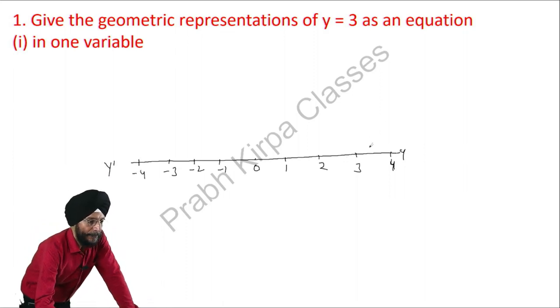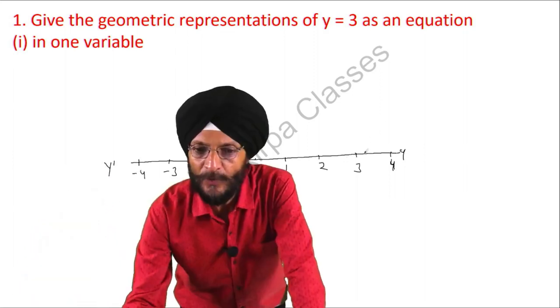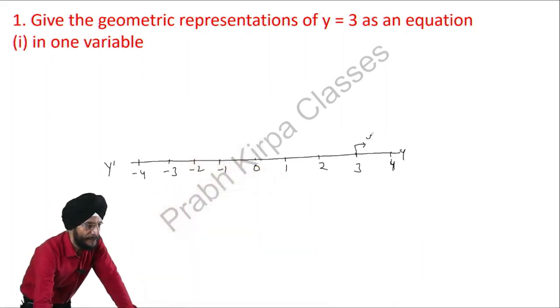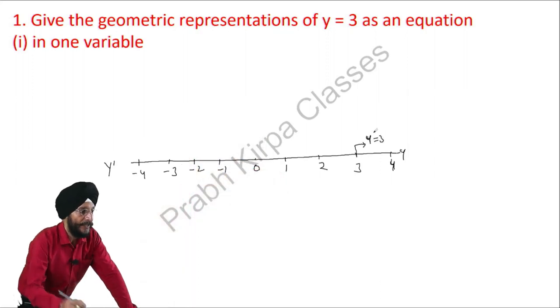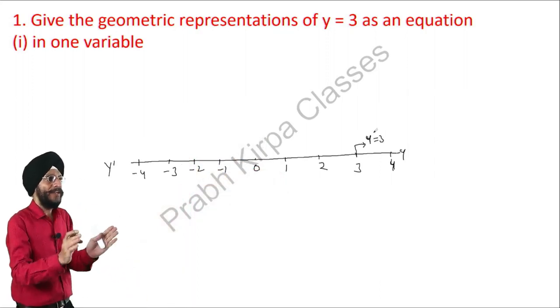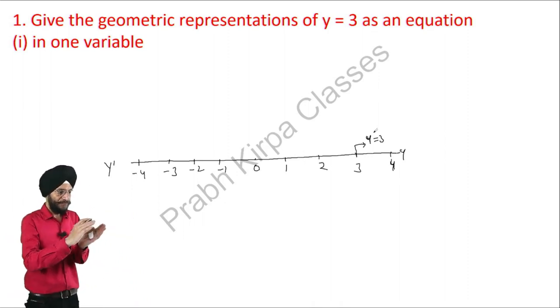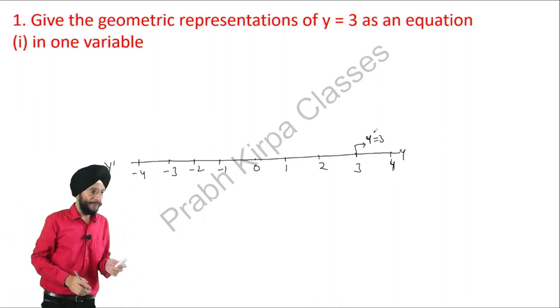Now we have drawn the number line. Here we are to simply pinpoint the value of y is equal to 3. Here it is y is equal to 3. We have been able to draw the geometrical representation of y is equal to 3 on the number line.